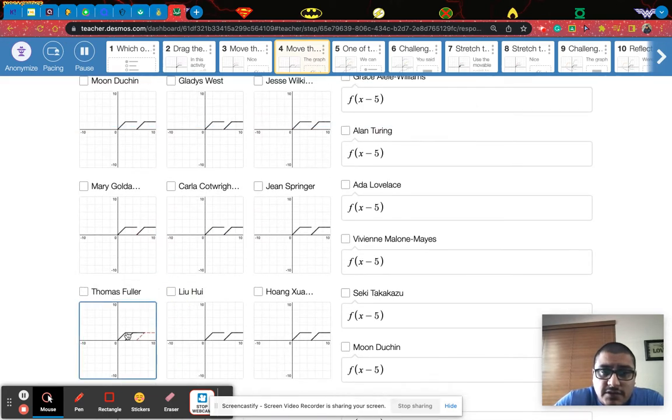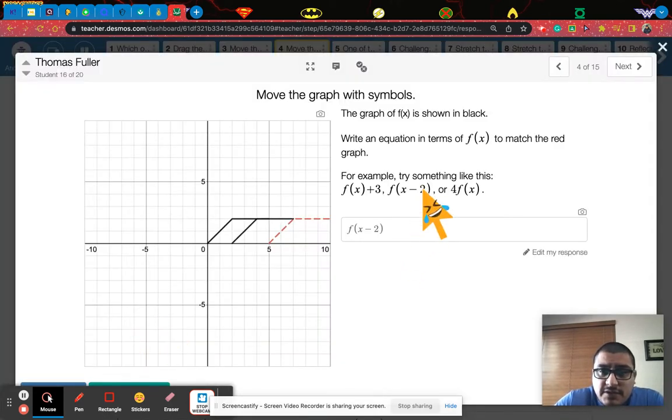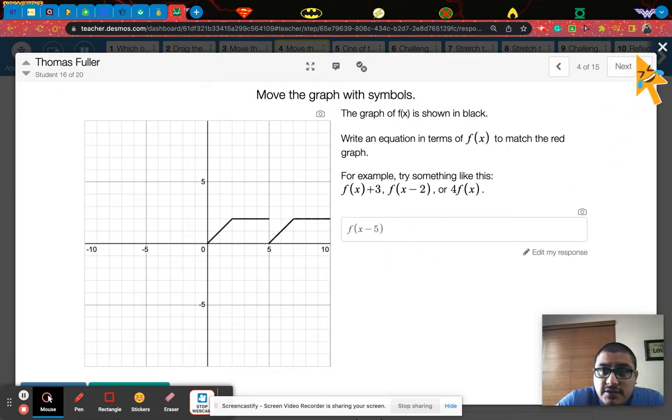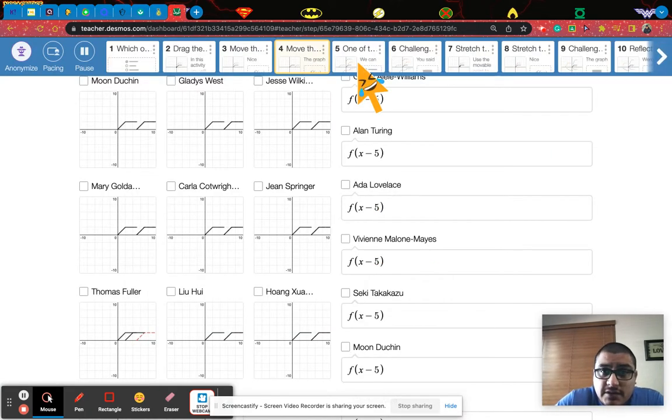Now, this student here pretty much left it just like that. But if you count the squares from the starting point, you would have to actually move it five, and so this would be five here. So if I change that, it'll cover up the red graph.